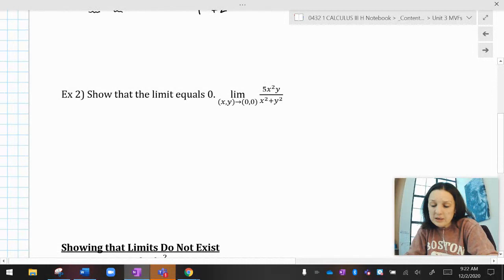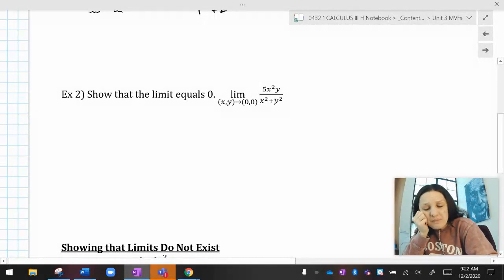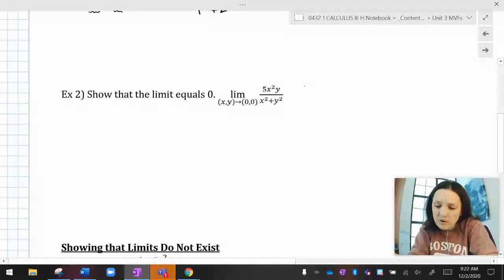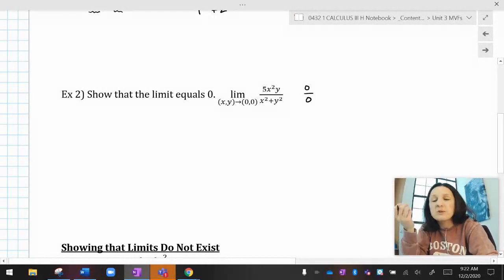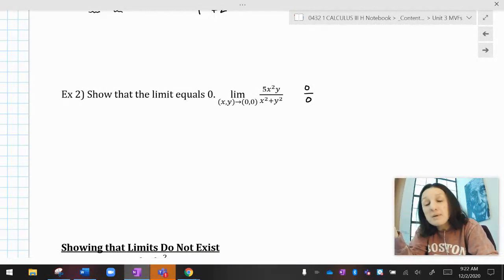Show that this limit equals 0. Okay, so I'm just going to look at 0. Whoa, well, that's different. This time, if I go to plug in 0, I'm going to have 0 on top and 0 on the bottom. And you learned last year that 0 over 0 is undefined. But if you have a limit that goes to 0 over 0, that means it could be just about anything. So I've got to show that that limit equals 0.